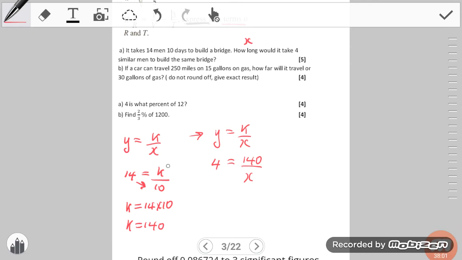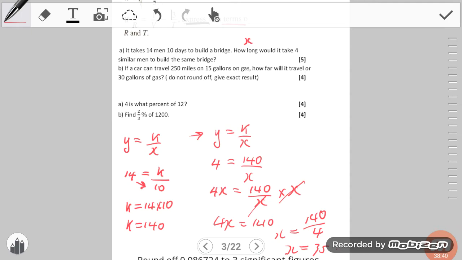This is a method that I didn't teach my students, but it does exist. So you can utilize this method by using a formula. If we multiply both sides by x, we're going to have 4x is equal to 140 over x multiplied by x. This x cancels this x, so we have 4x is equal to 140. And so if we divide both sides by 4, x is going to be equal to 140 divided by 4. X will be equal to 35. So we get the same answer by using a different method.